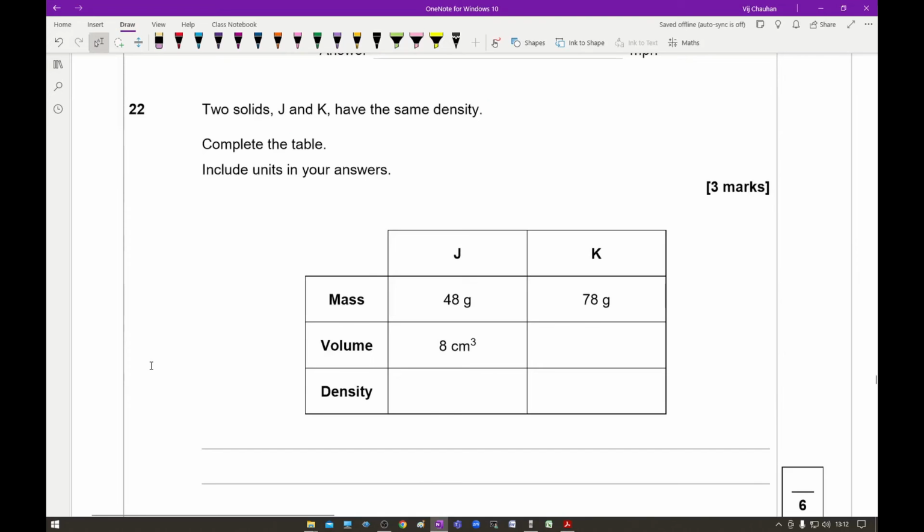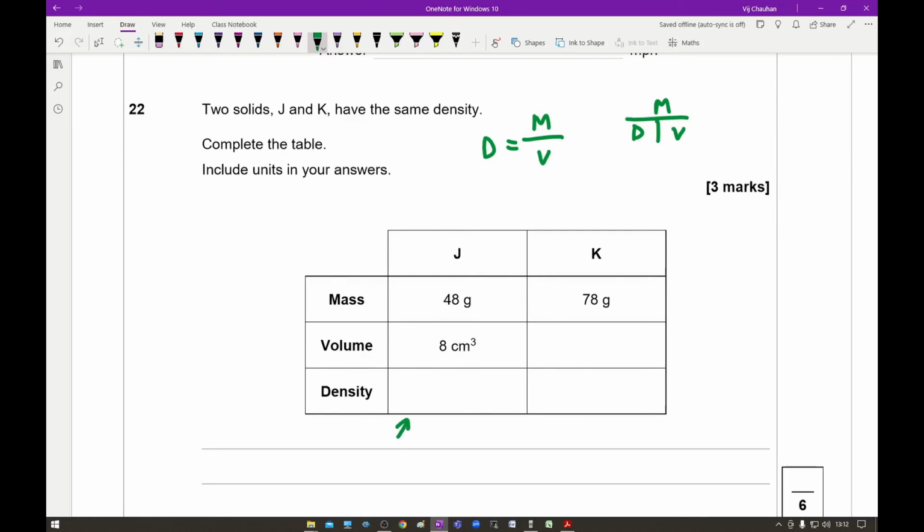Moving on to question 22, it says two solids J and K have the same density, and the question is asking us to complete the table, and it also says include the units for your answers. So if they've got the same density, let's first of all write down what the density formula is. So it's mass over volume, and again, if you're wanting to use the triangle, that's what we get. So to work out density, I'm going to use this formula here.